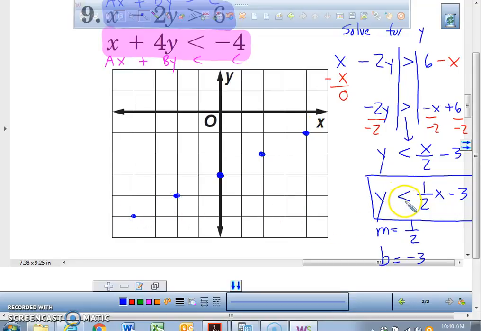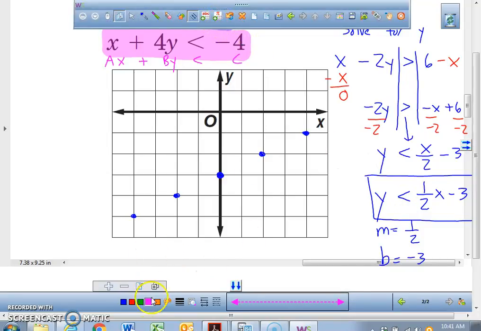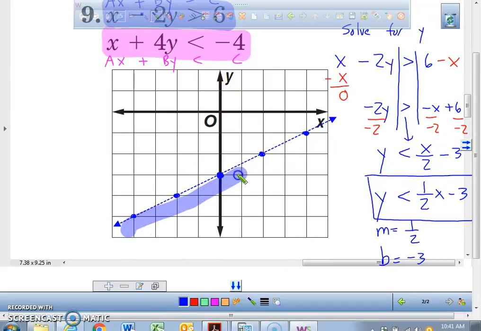Now, I'm not going to write down the rules for less than because you already did that. What are the rules for the less than? Dotted line, shaded below. So here we go. Make a nice dotted line going through all those points right there. And then you're going to shade everything below the line.